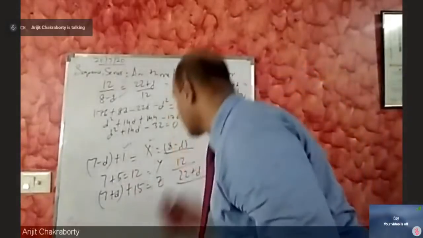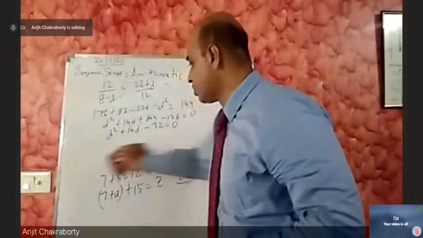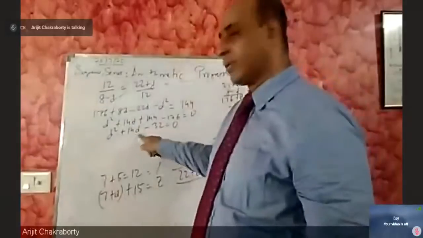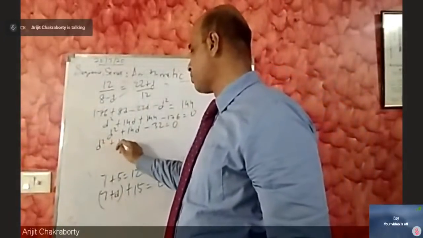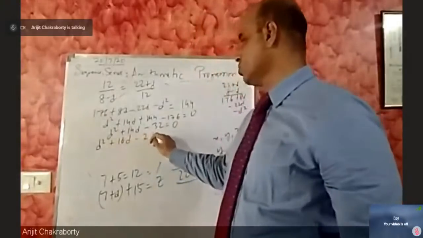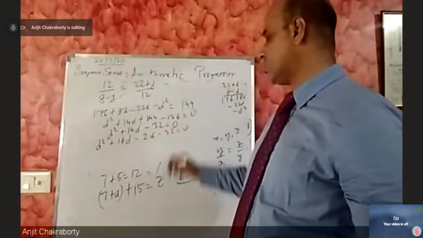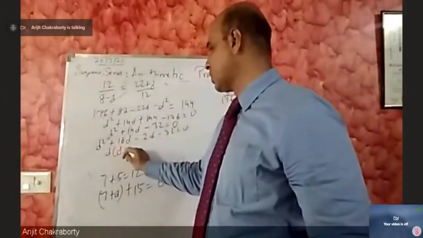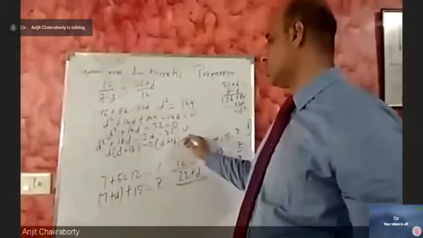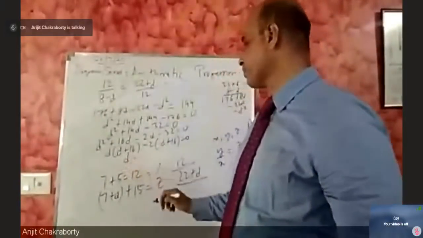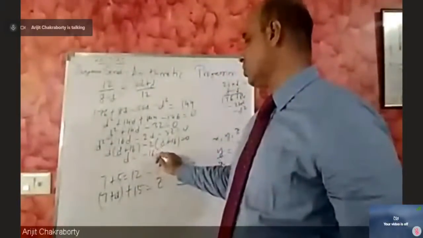Okay, so let us just do the final quadratic. We split the middle term. So D square plus 16D minus 2D minus 32 equal to 0. So this is D into D plus 16 minus 2 into D plus 16 equal to 0. So D comes to either minus 16 or 2.